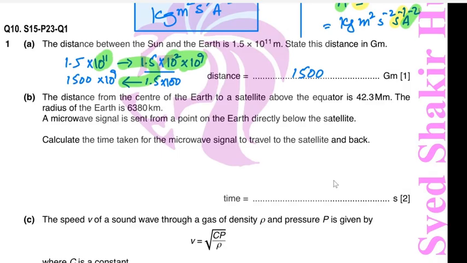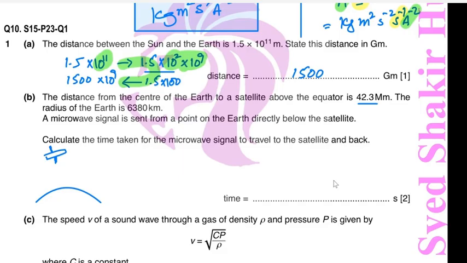Distance from the center of the Earth to the satellite above the equator is 42.3 megameters. Mega is 10 power 6. The radius of the Earth is 6380 kilometers. Microwave signal is sent from a point on the Earth directly below the satellite. So there's this Earth, and this is directly below the satellite, and this distance is what? It's 42.3 megameters. Calculate the time taken for the microwave signal to travel to the satellite and back.